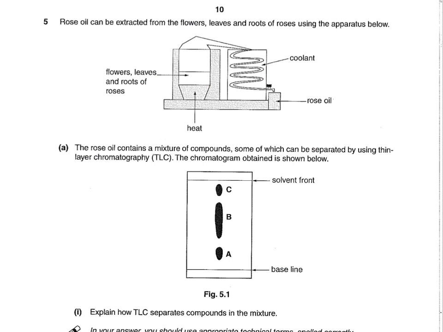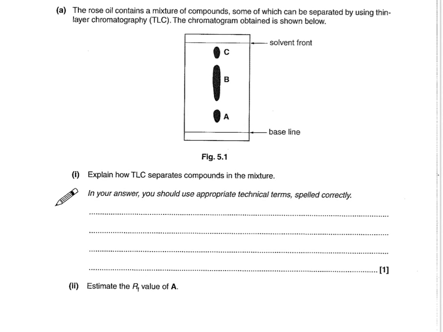So let's now have a look at an exam question. It gives you some information with the diagram, and the rose oil that is extracted by the separation apparatus can be separated into its components using TLC, and it gives you a chromatogram, and it shows clearly that you've got component A, component B and component C. And what they want you to do is to explain how TLC separates compounds in the mixture, and that will be via adsorption onto the stationary phase.